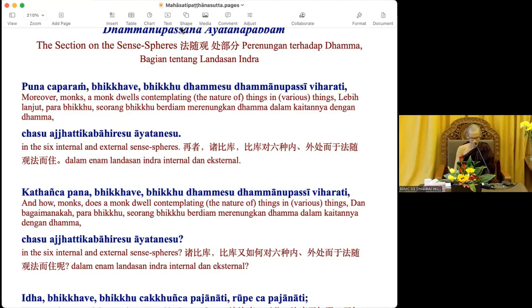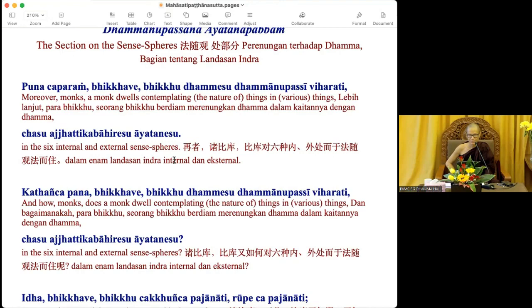So how is the practice here? Cakkhuñca pajānāti. Cakkhu is eye translucency. You should know eye translucency, especially when you see: that with which you see is the eye, cakkhu. Eye translucency, you should know. Rupe ca pajānāti, Rupa.